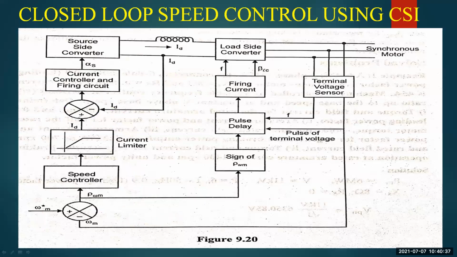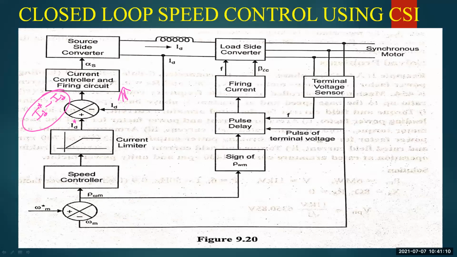So the difference between Id star and Id, the reference current minus the DC link current, is fed to the current controller and firing circuit. These two currents are compared by the comparator, and this difference signal is fed to the current controller and firing circuit.